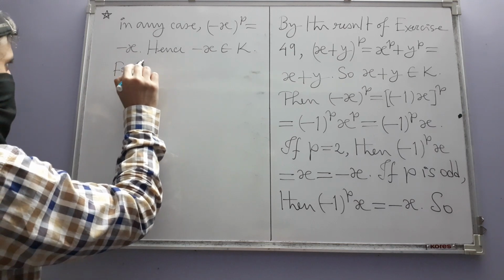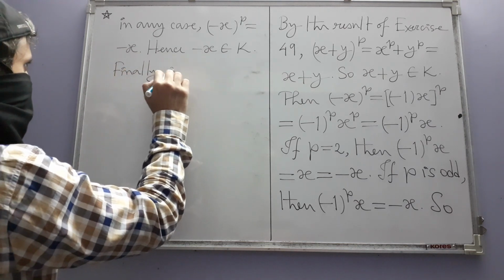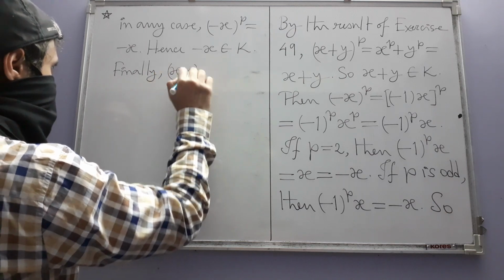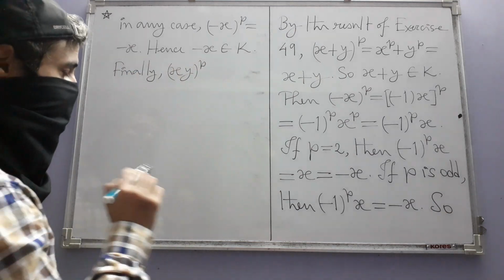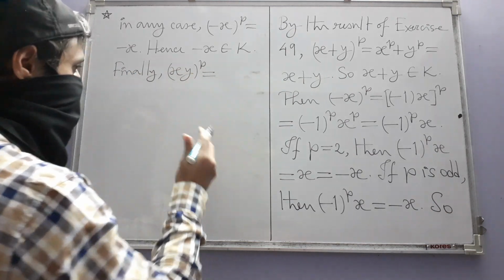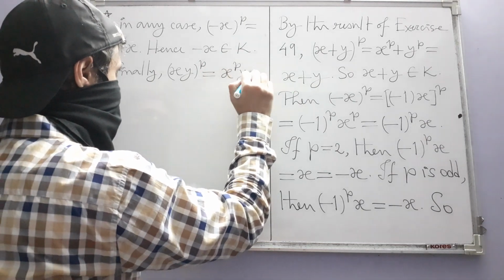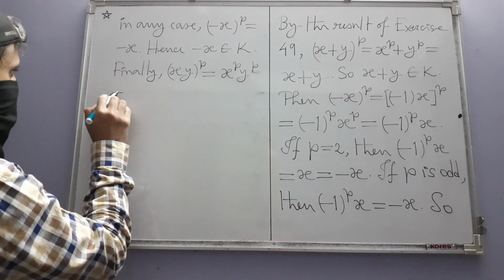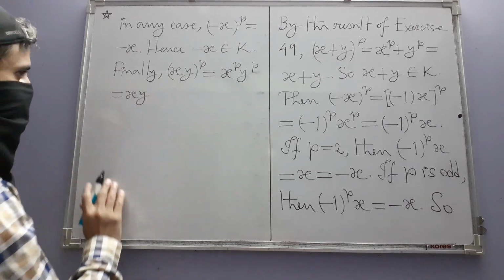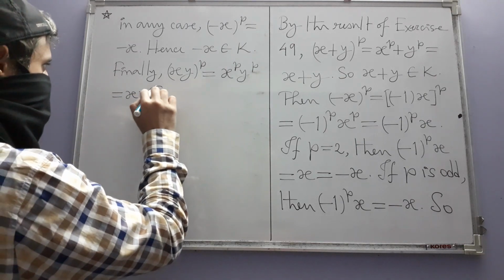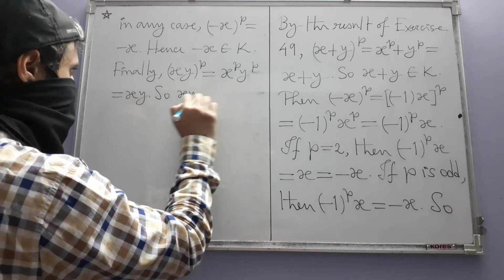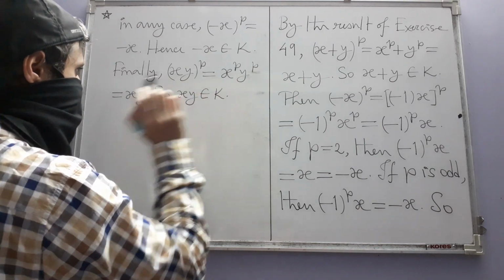Finally, we see the pth power of the product xy. Again, because multiplication is commutative, it is equal to this, which is just simply xy. So, xy belongs to k.